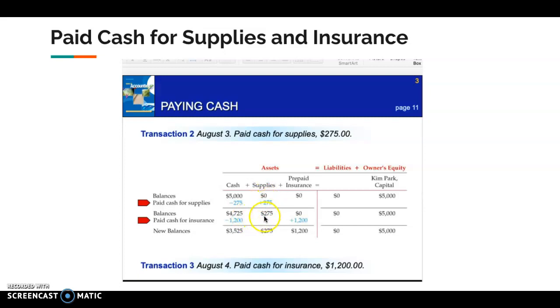So we went ahead and subtracted 275 from 5,000, came up with a new total. We have 0 plus 275. Put that in there. If you add those two numbers up, they're going to equal 5,000, and then we've got 0 plus 5,000. So our accounting equation still equals right there.